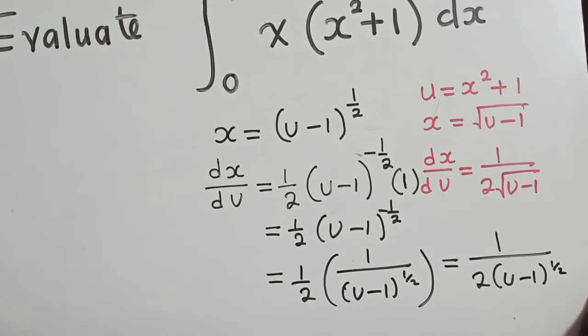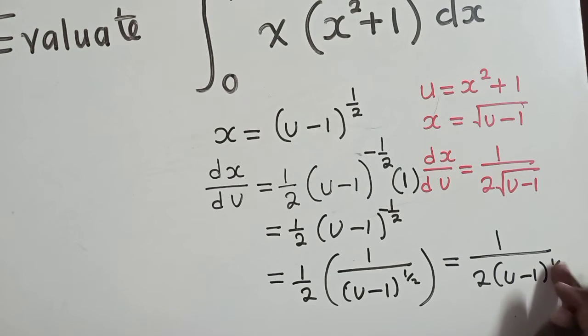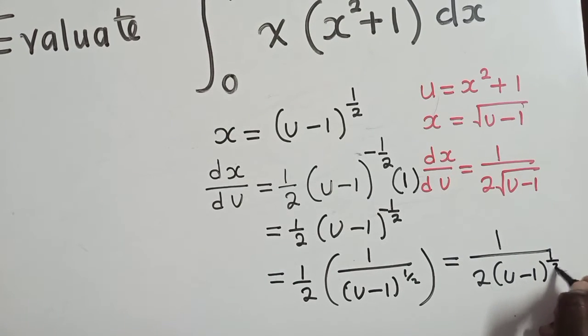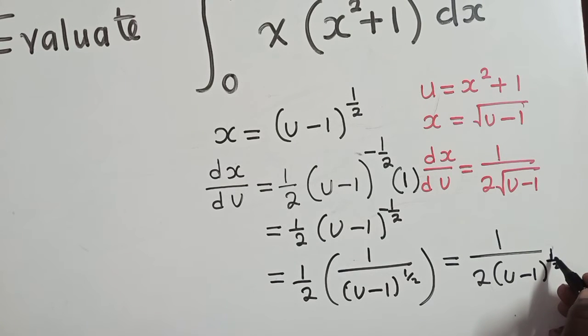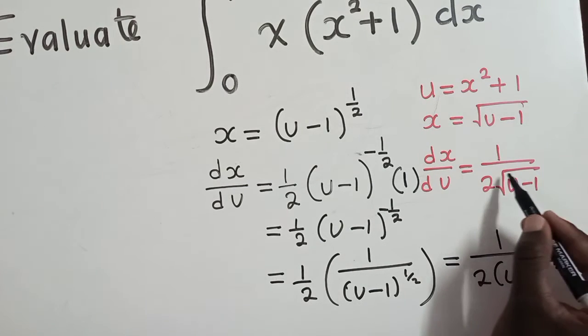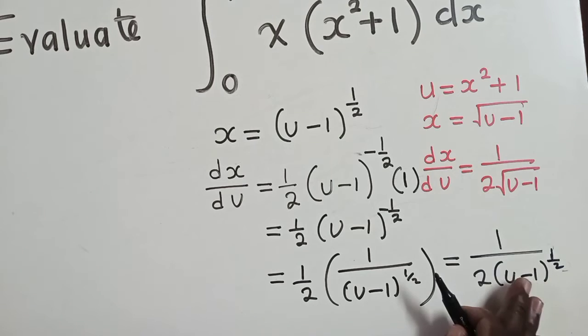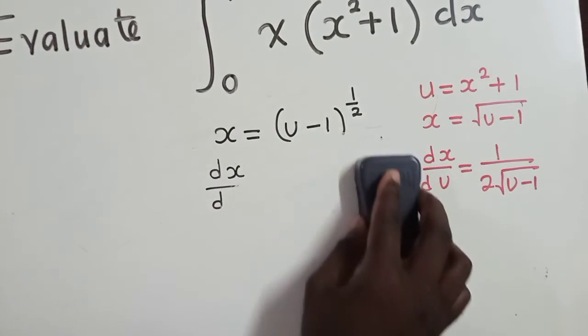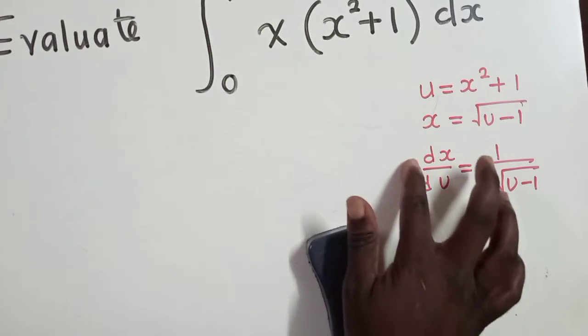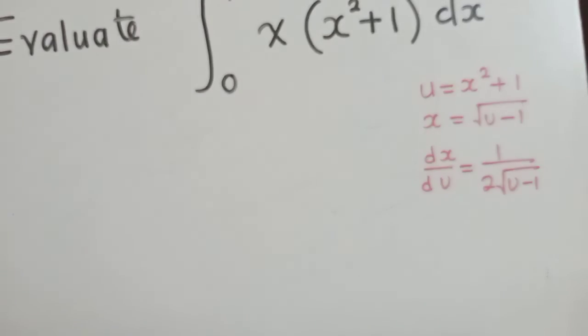Okay, this is how it will look. This is power 1 over 2. Now, what did I say when you've got a power 1 over 2? What does it mean? It's the same as the square root. So this is how I got up to this stage. Now let's move on and check some other things that we need to do.